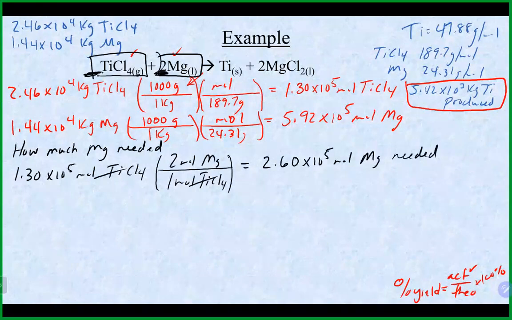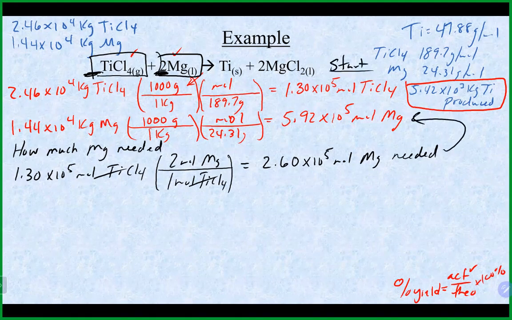Once again, once I figure out how much is needed of one reagent, I'm going to compare it to my starting amount. So I need 2.6 times 10 to the 5th moles of magnesium. I have 5.92 times 10 to the 5th moles of magnesium. Do I have enough in this case? I do. Because I have enough, the magnesium would be our excess reagent, and the TiCl4 would be our limiting reagent. Once again, we need to determine the limiting reagent because that determines how much product we make, which is what we're ultimately after.